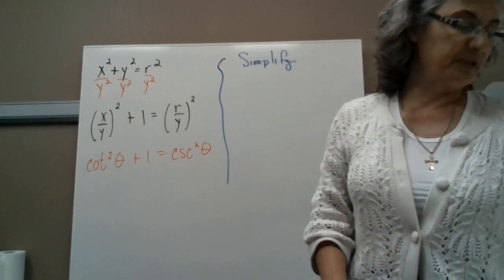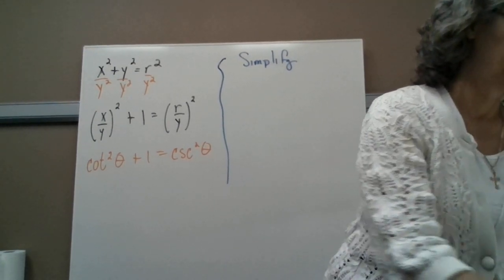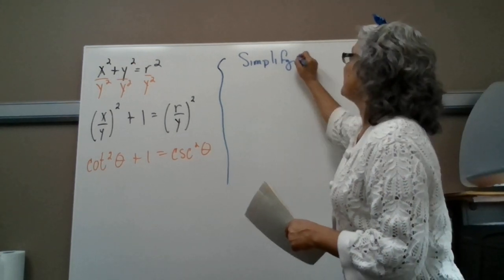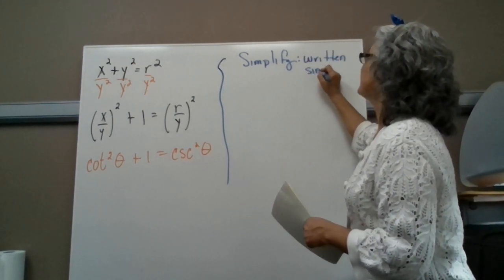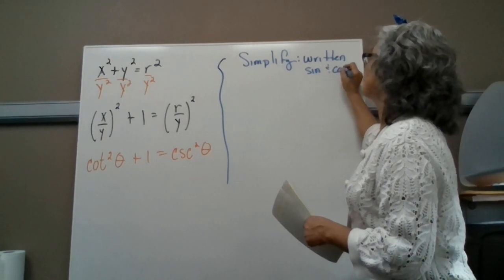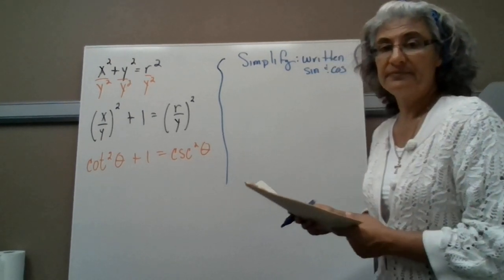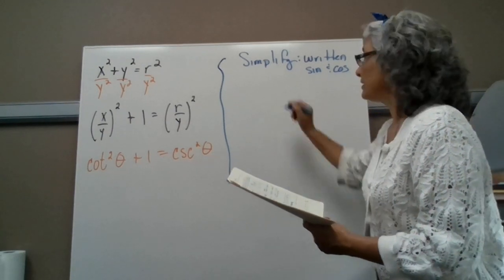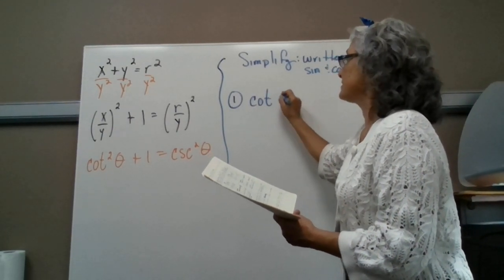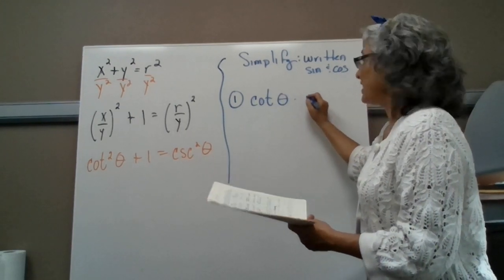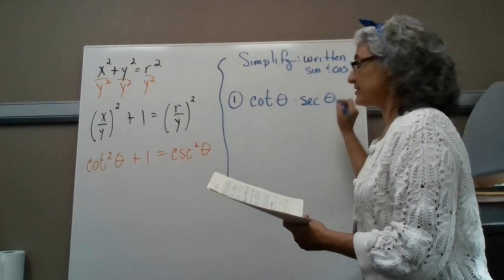I want to do some simplifying. And I want the answer written in terms of sine and cosine. So, the first problem that we are going to simplify is us taking the cotangent of theta and multiplying it by the secant of theta.